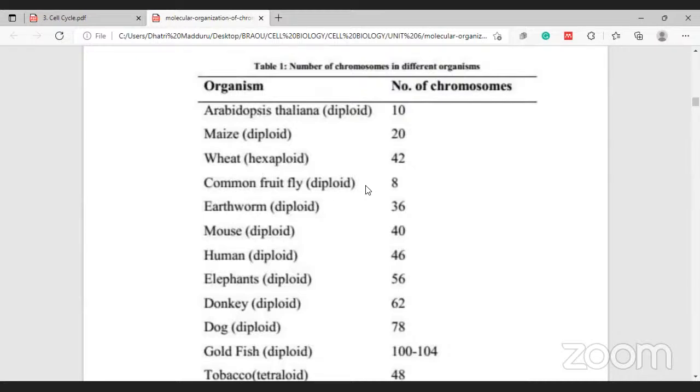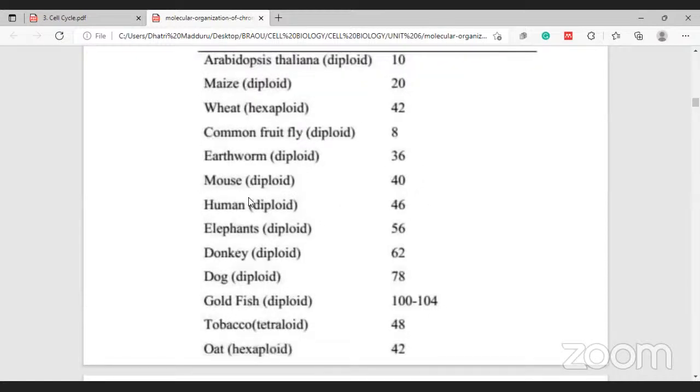Then the fruit fly, Drosophila, has 8, that is diploid. That means 4 chromosomes in 2 sets. Earthworm has 36 chromosomes. Mouse is also diploid. So most of them are diploid. Only wheat is hexaploid. Mouse has 40, human 46, that is 23 pairs. Elephant 56, donkey 62, dog 78. Goldfish varies from 100 to 104.